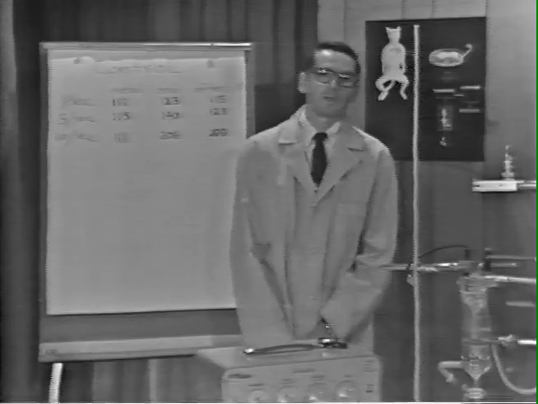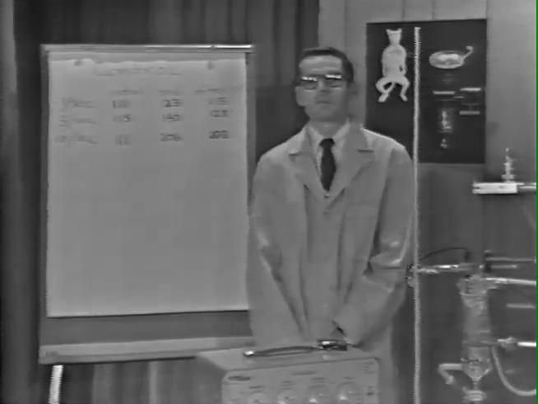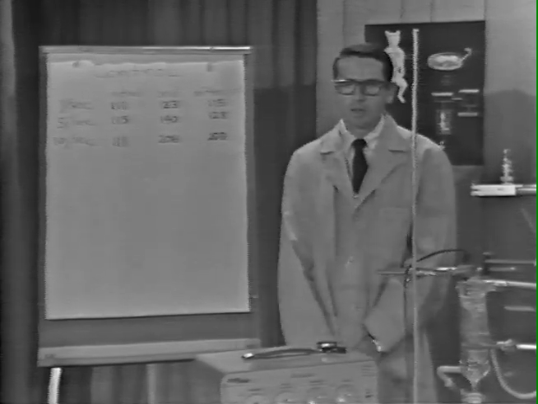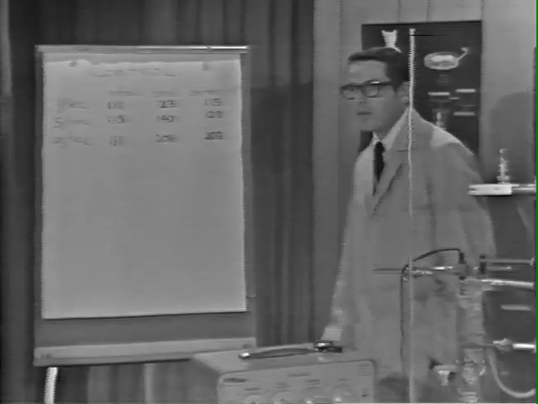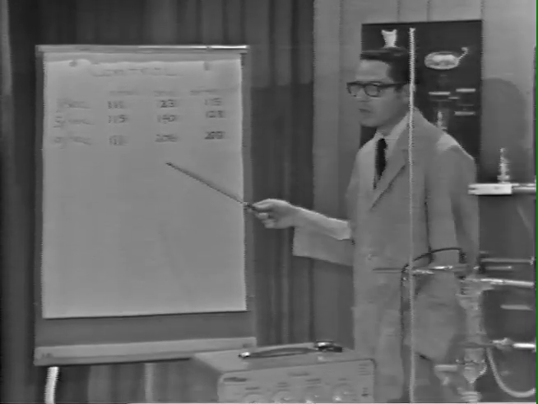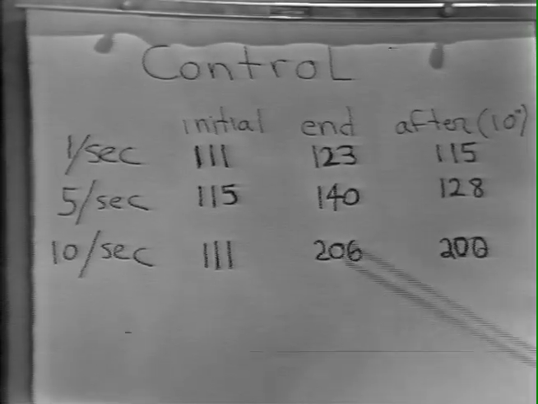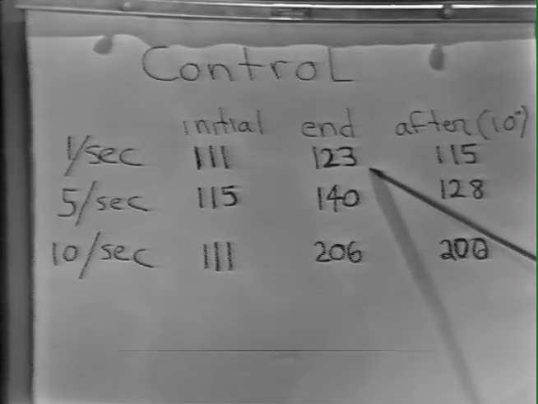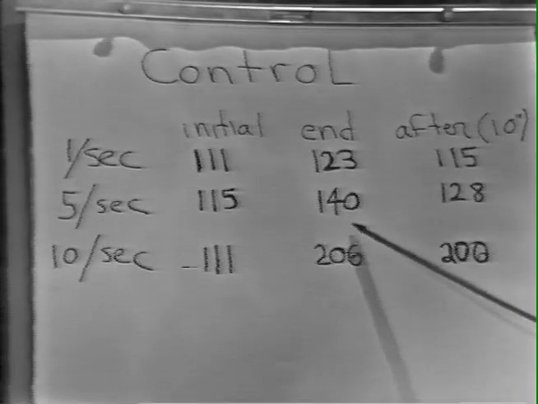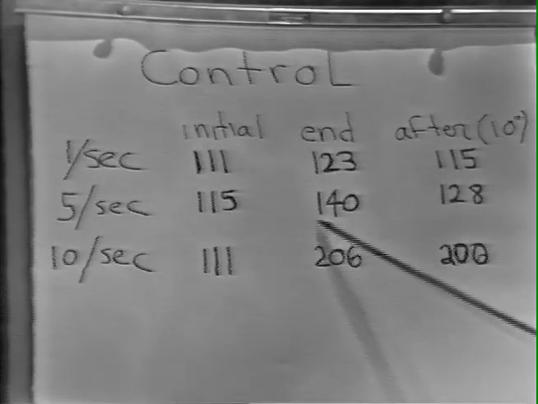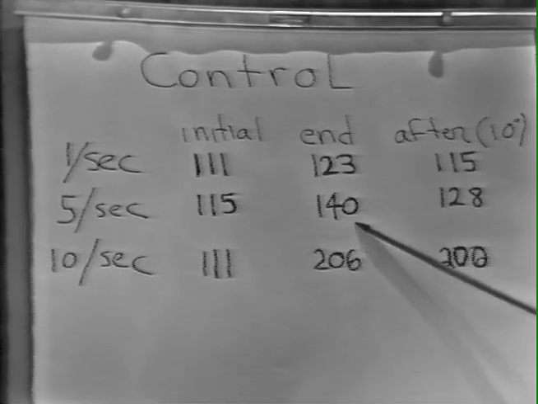Now, we have obtained a response at 5 per second, and then we went ahead and also looked at a response to a stimulation at 10 per second, and we can look at the results of all three of these stimulations and compare them, looking at the data we have on this chart here. We can see that when we stimulated at 1 per second, we had an overall increase of 12 beats per minute. The stimulation that you have just seen at 5 per second, again for 100 stimuli, gave us a final rate of 140 beats per minute, or an increase of 25 beats per minute.